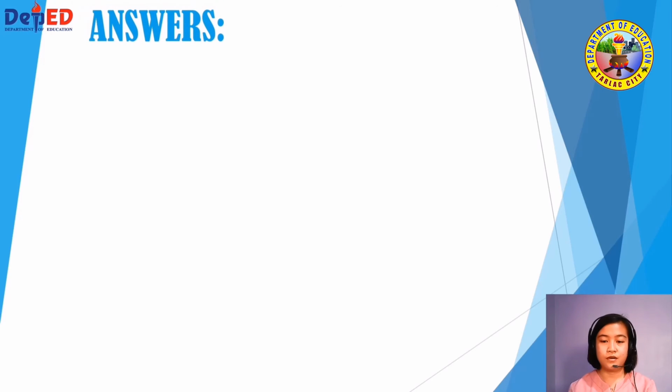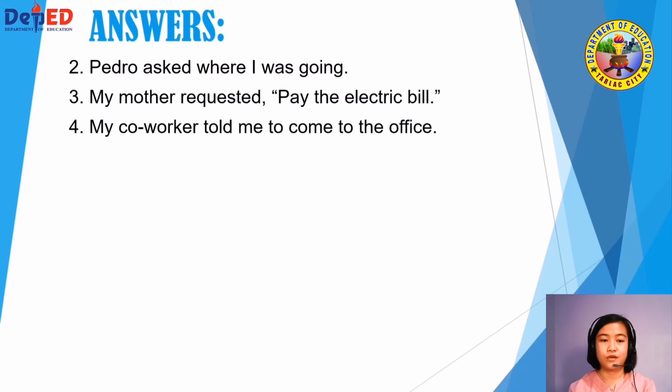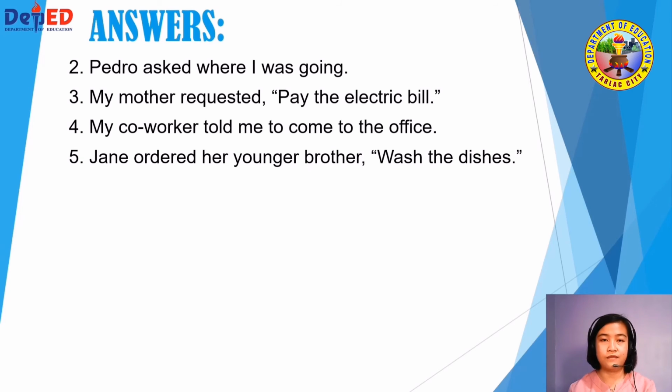Here are the answers. Number 2, Pedro asked where I was going. 3, my mother requested me to pay the electricity bill. 4, my co-worker told me to come to the office. 5, Jane ordered her younger brother to wash the dishes.